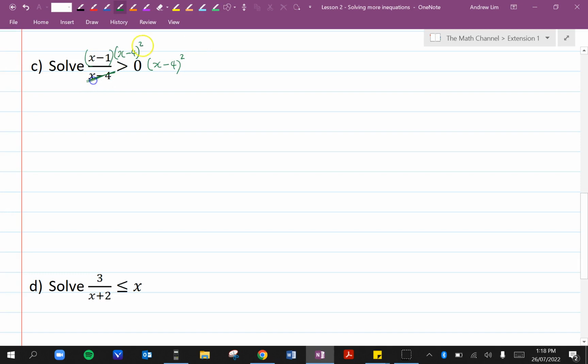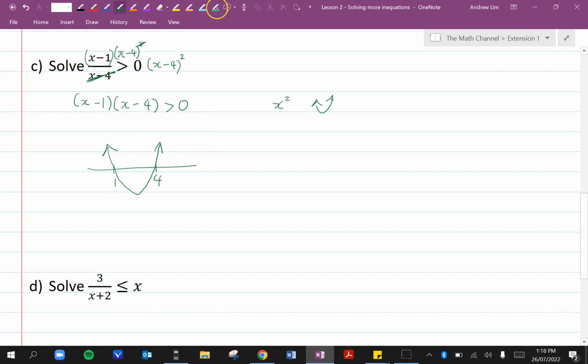This denominator will cancel out with one of these at the top. And 0 times (x minus 4) squared is just 0. So we've got (x minus 1)(x minus 4) is greater than 0. Well, that's really nice for us. It's already factorized, so we know what our x-intercepts are. They are 1 and 4. And when we expand this, we get positive x squared, which is just a concave parabola. So I'm going to draw a concave parabola.